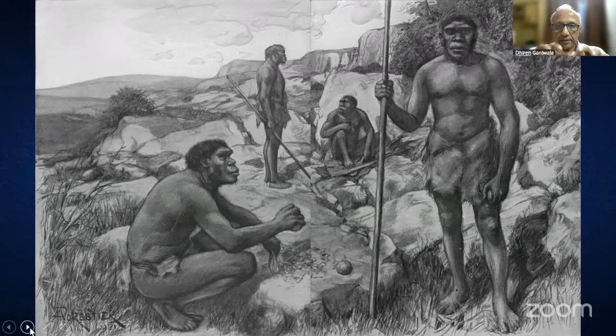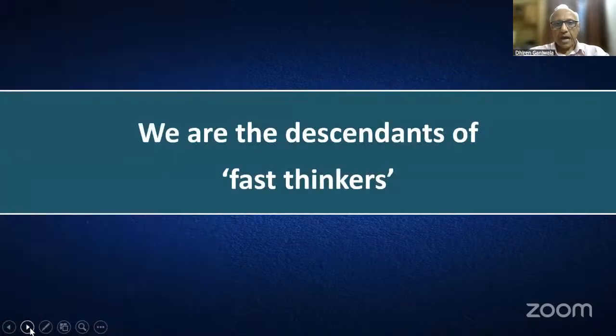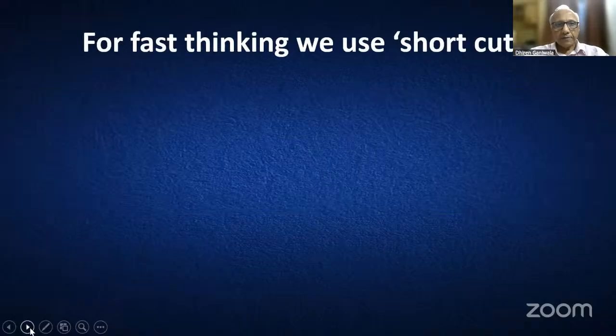It is said that two groups of people got separated. One is a slow thinker and the other is a fast thinker. The slow thinkers took a lot of time, and because of that, they succumbed to predators. So it is said that the slow thinkers have vanished inside the predators. Most of us are descendants of the fast thinkers. So all of us are fast thinkers and we think very quickly. And for fast thinking, the brain uses shortcuts.